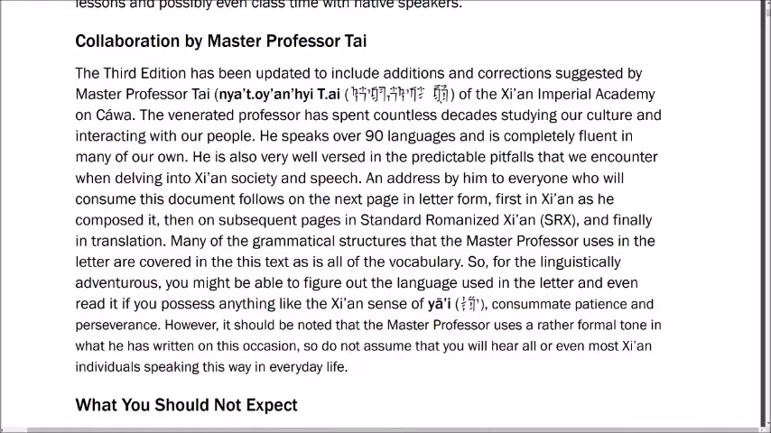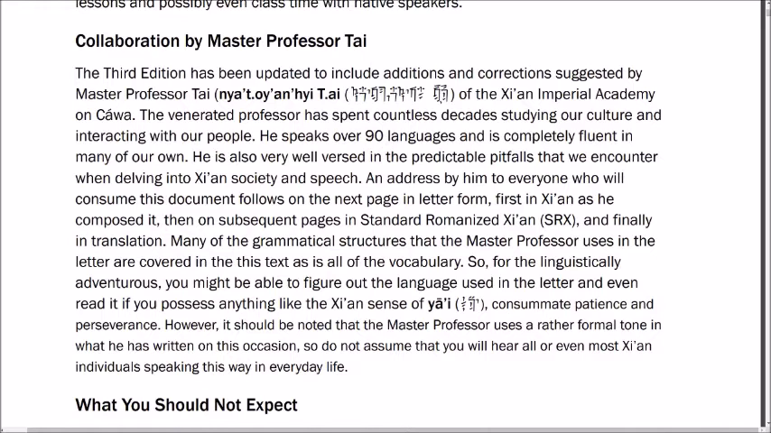An address by him to everyone who will consume this document follows on the next page in letter form, first in Xi'an as he composed it, then on subsequent pages in standard romanized Xi'an, SRX, and finally in translation. Many of the grammatical structures that the master professor uses in the letter are covered in this text, as is all of the vocabulary. So, for the linguistically adventurous, you might be able to figure out the language used in the letter and even read it if you possess anything like the Xi'an sense of patience and perseverance.